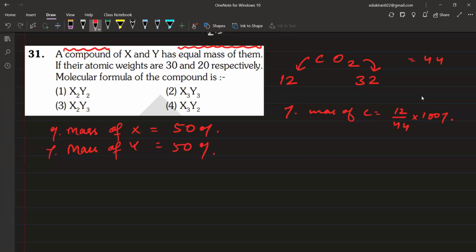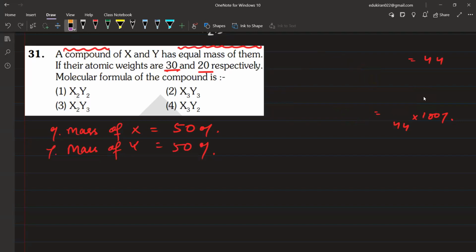Now, in the compound, X and Y have equal mass, meaning whatever mass X has, Y has the same inside the compound, not individually. When I take X individually, its mass is 30, and when I take Y individually, its mass is 20. But inside the compound, they have equal mass. That means the mass percentage of X is 50 and the mass percentage of Y is 50. How much is Y contributing to the compound with respect to mass, according to the first statement? Not 20, that is atomic. Atomic mass does not involve the compound.